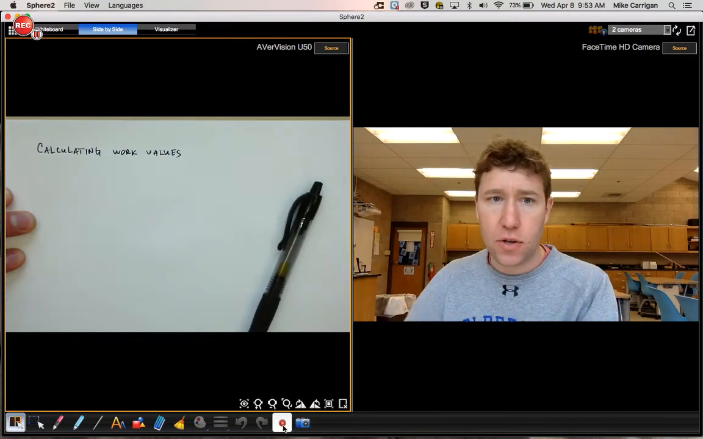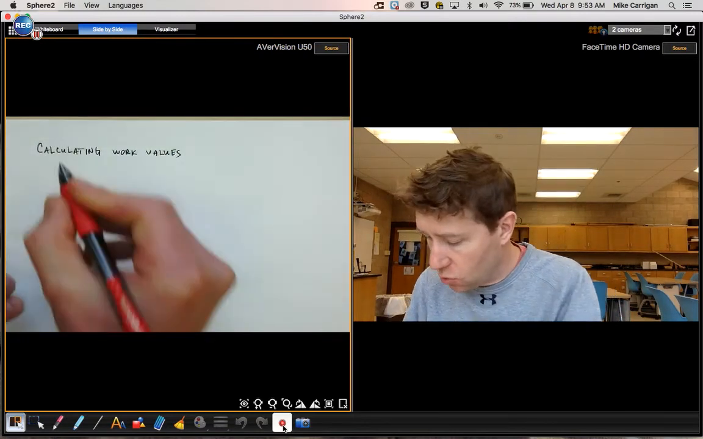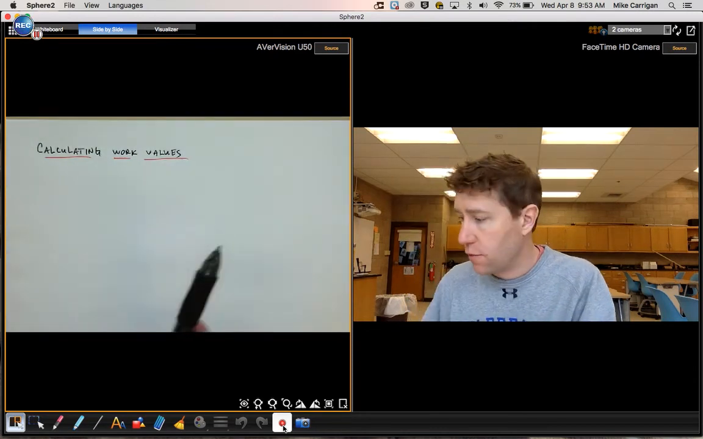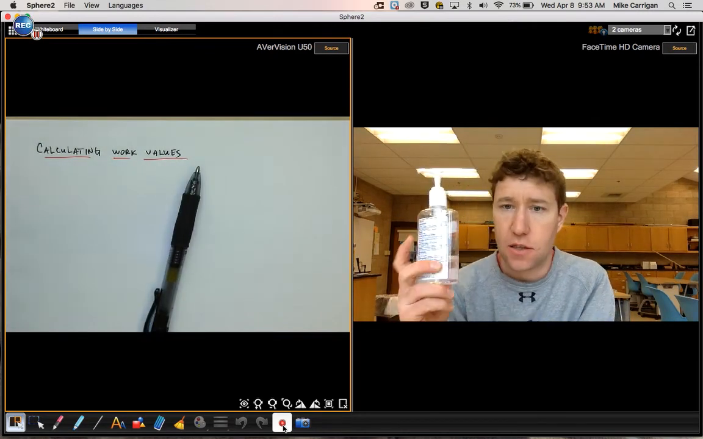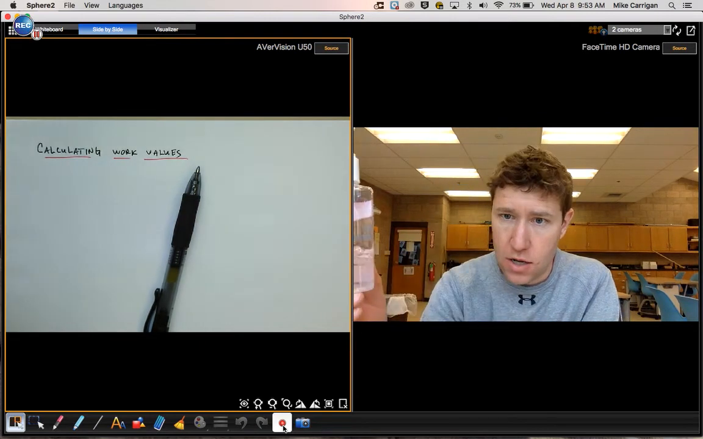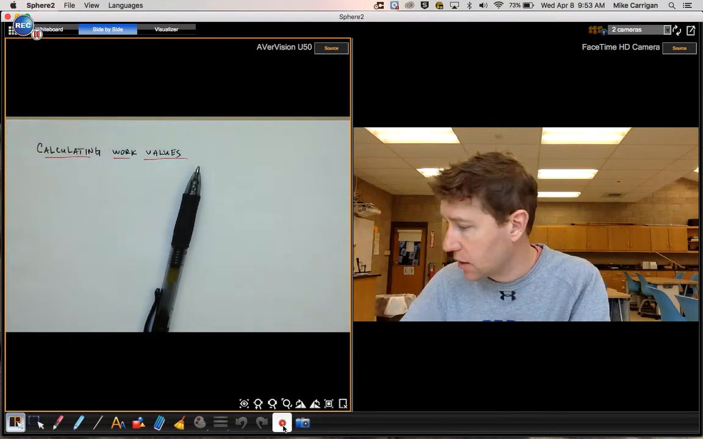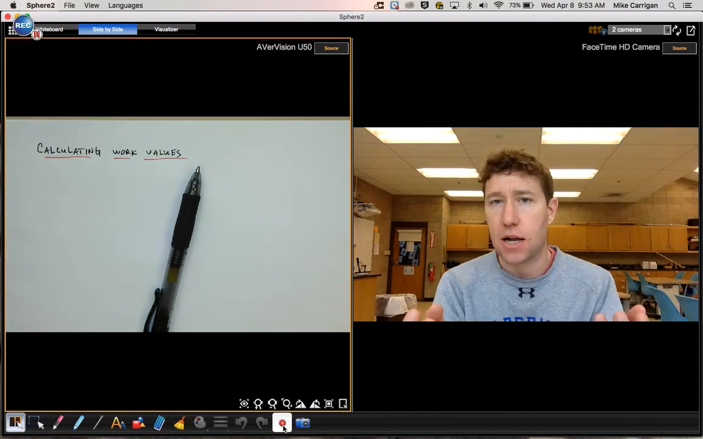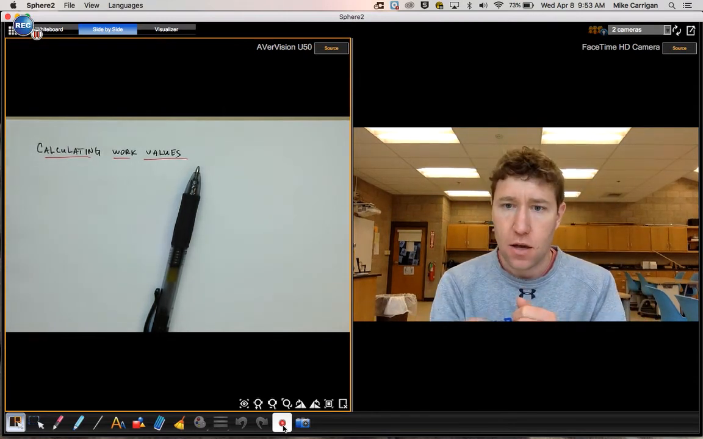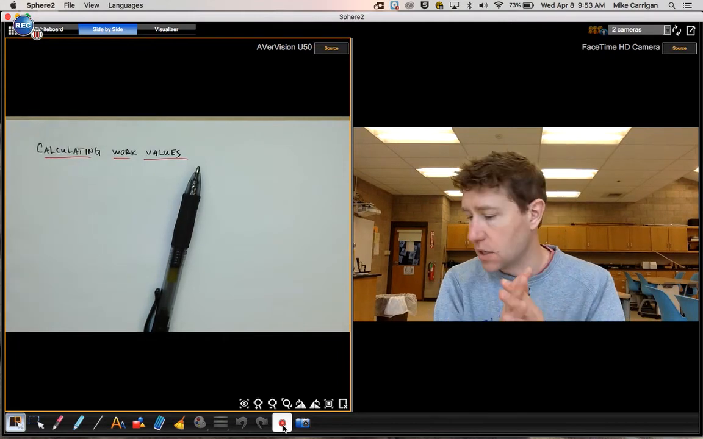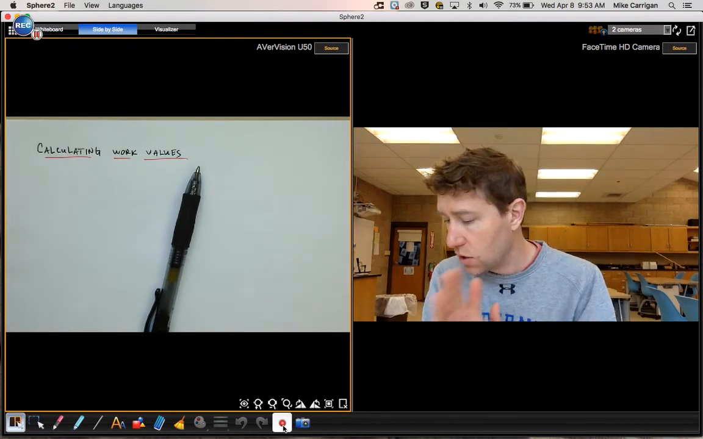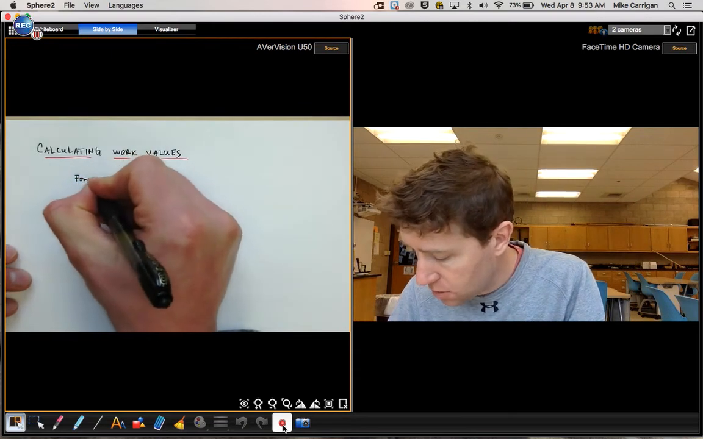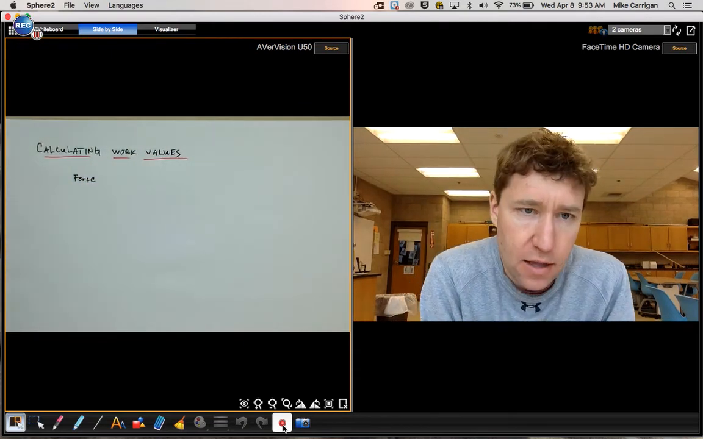Well, we already noted that in order to do work, you've got to apply a force. So it definitely has something to do with the amount of force that I'm applying. So if I take this bottle and I throw it hard, it's going to gain more energy than if I throw it gently. If I'm driving my car and I just give it a little bit of gas, it's not going to speed up very much. If I put the pedal to the floor, it's obviously going to gain a lot more energy. So it somehow has to do with force, for sure. But the question is, what else matters when we're calculating work values?